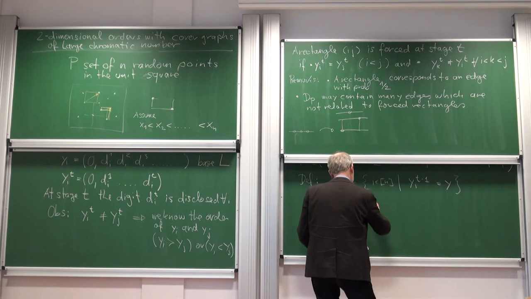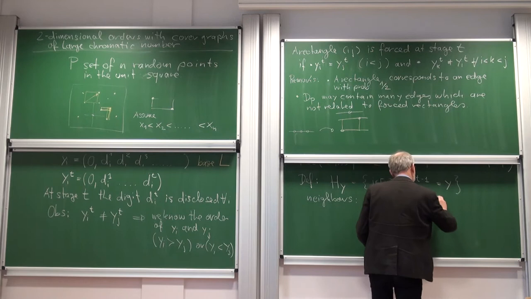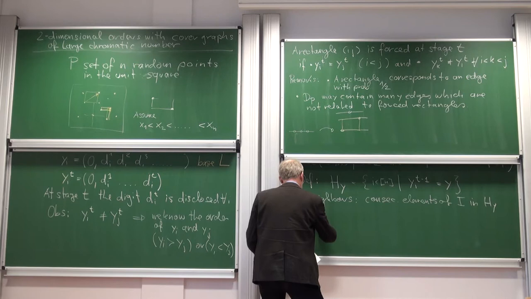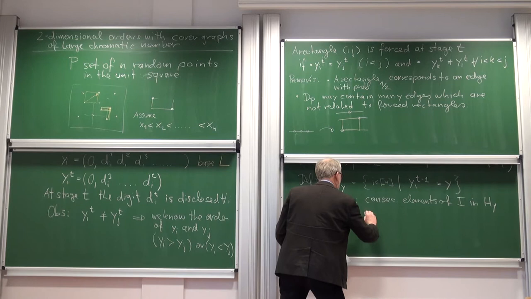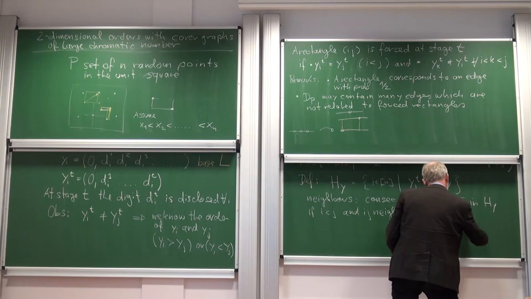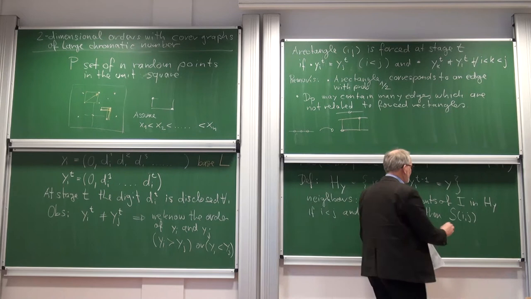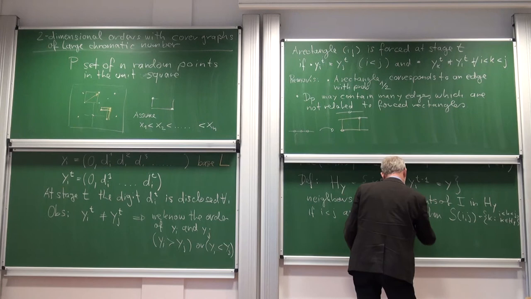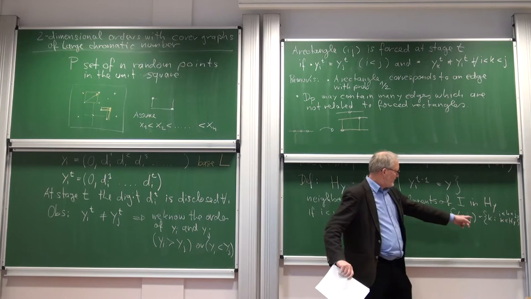These are consecutive elements i in H_y. And now if i less than j and they are neighbors, then we define the S_ij to be the set of all k with i less than k less than j, and k is in H_y. Neighbors in H_y. So the three i, j, and k all belong to the same H_y.